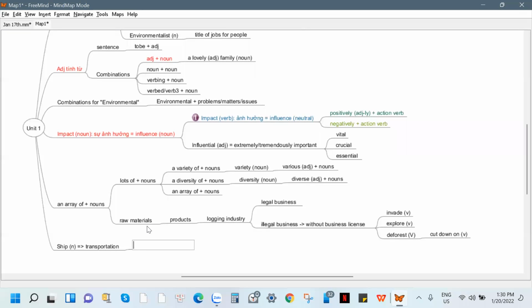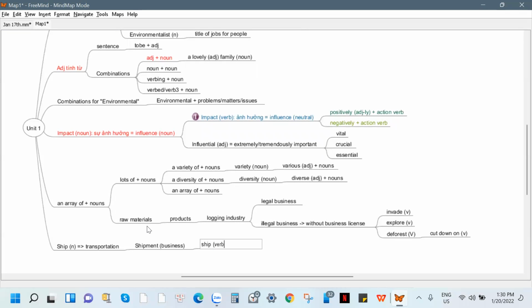Transportation and shipment. This is the business when it comes to ship. And ship is also used as an action verb. If you want to say that I want to ship this to your house, it means I want to transfer this to your house. I want to deliver this to your house.